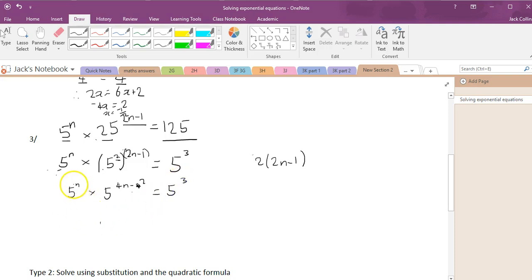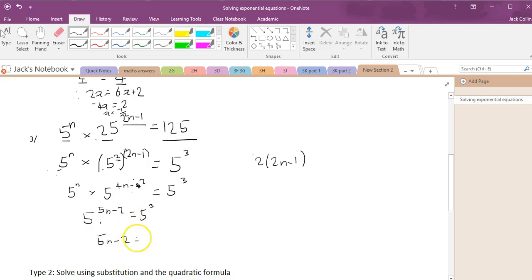Now, just using index laws, bases are the same, which means when they're multiplied together, you can just add the indices here. So n plus 4n is 5n, so 5 raised to the 5n minus 2 is equal to 5 cubed.